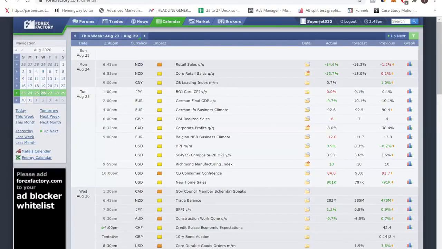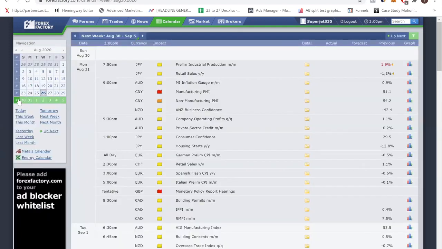Okay. So right now over here we are at the Forex Factory. Today it's the 26th of August. So the first thing you want to do is look at one week ahead. I'm not keen on looking at this week, because remember, we are trying to catch the next move. We're not trying to catch a current move. So what you can do is just click here, and this will bring you to the next week.